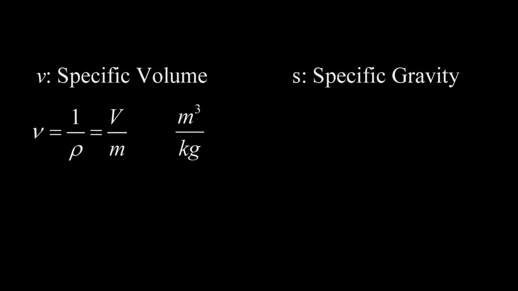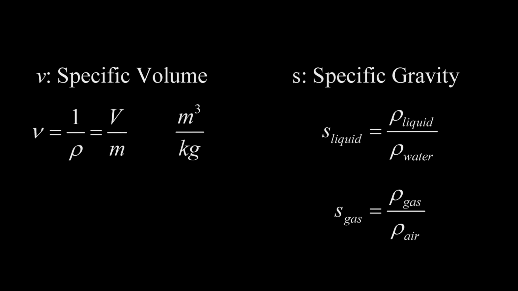Specific gravity has two definitions, depending on whether the material under study is a liquid or a gas. For liquids, the specific gravity is the ratio of the density of the liquid being studied to the density of water at a given temperature and pressure. For gases, the specific gravity is the ratio of the density of the gas being studied to the density of air at a given temperature and pressure.